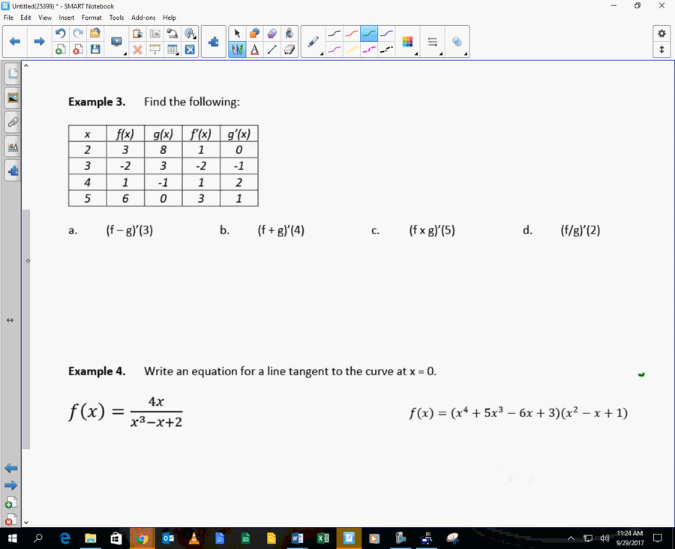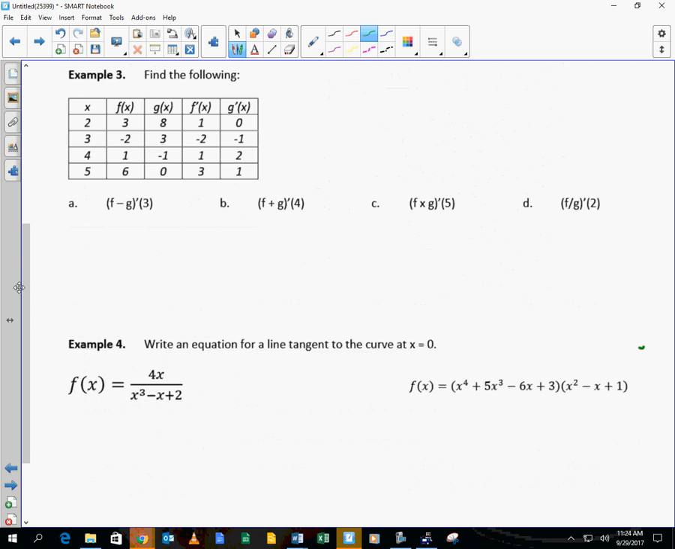Okay, so now we want to find these derivatives using a table. So we've got this grouping here, and then we'll be done for the day. But we want to find f minus g prime of 3. What this means is we want to find f prime of 3 and subtract g prime of 3. Well, if you look at the table of values, we got x values, we got f, we have g, we have f prime, we have g prime. So what's f prime? Yep, -2. And g prime, -1, which makes -1, right?